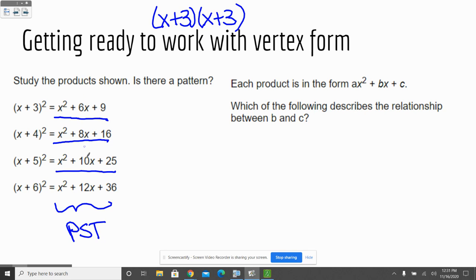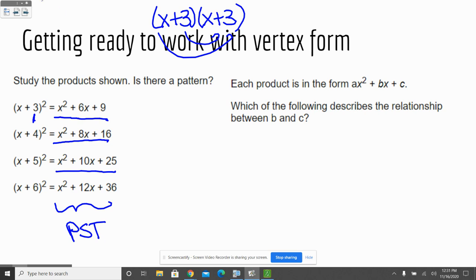But how about this guy in the middle? Well, this comes from taking this guy and then doubling it. The 3 times 2 is 6, 4 times 2 is 8, the 5 times 2 is 10. And that's because the O and the I of FOIL are the same and it comes up twice.